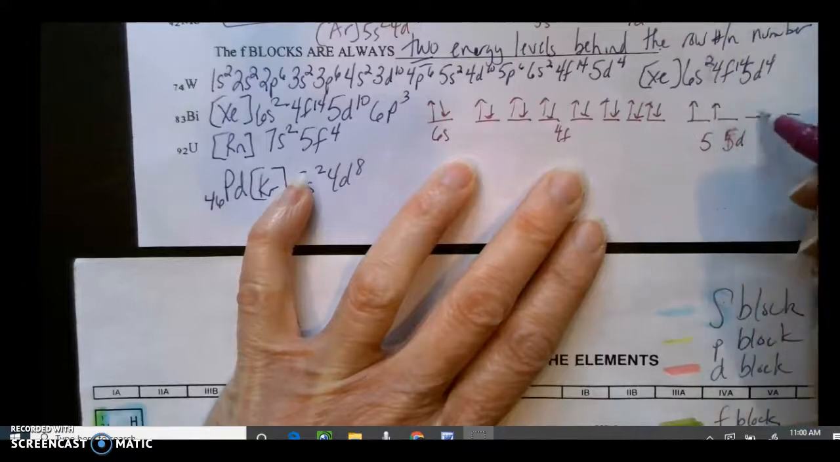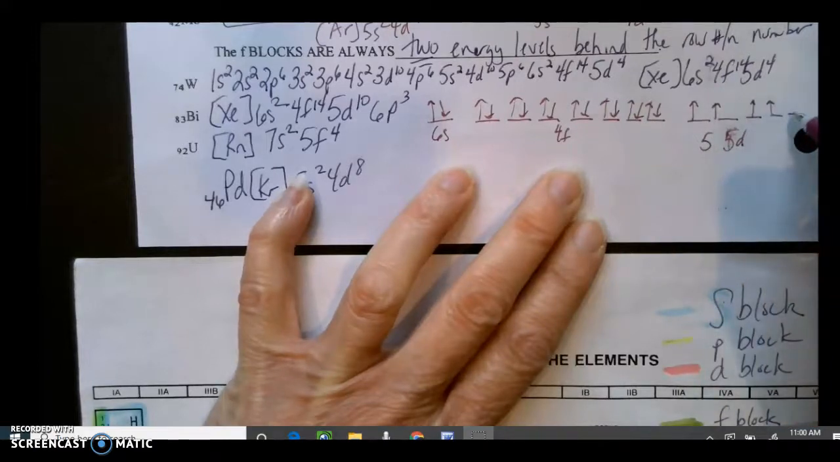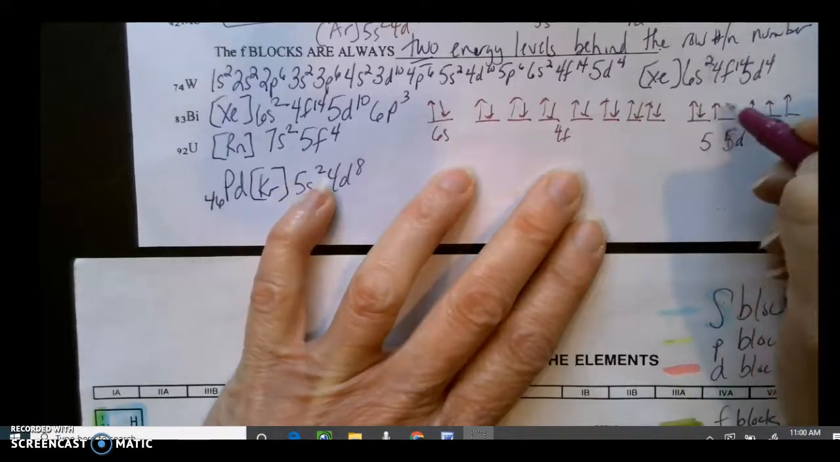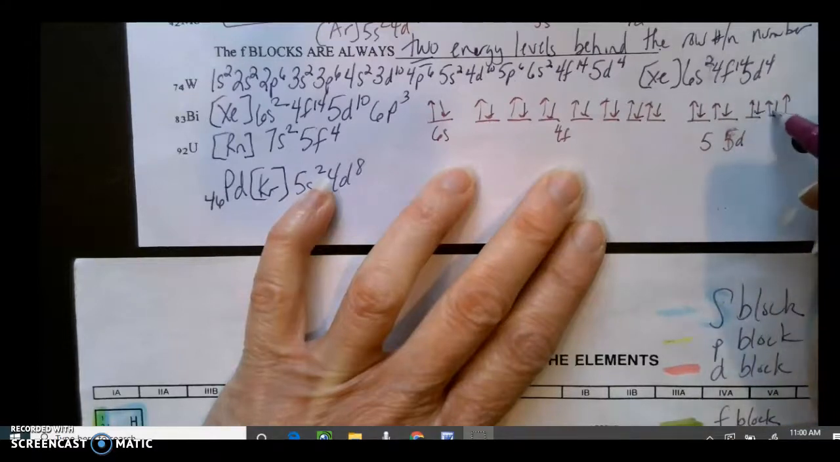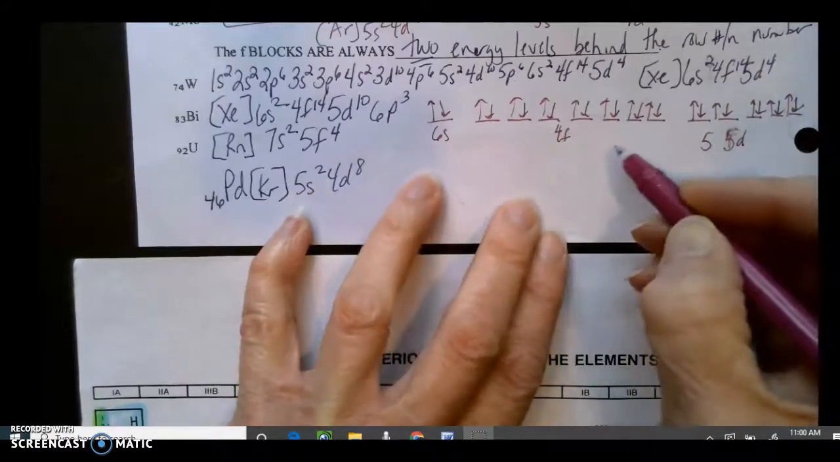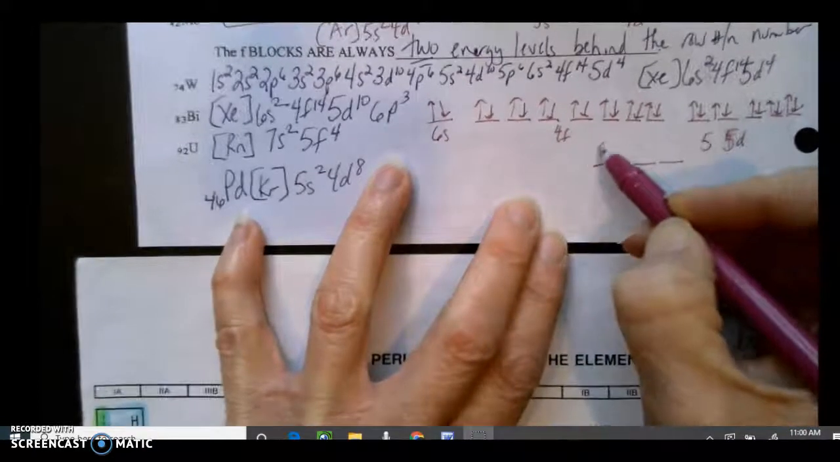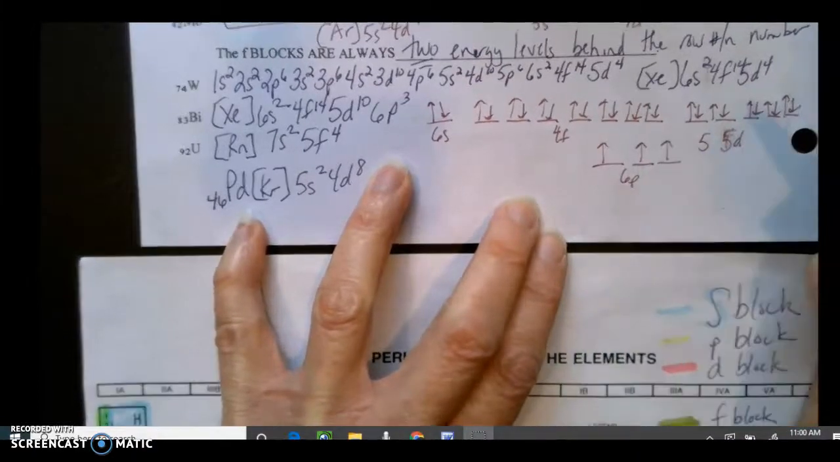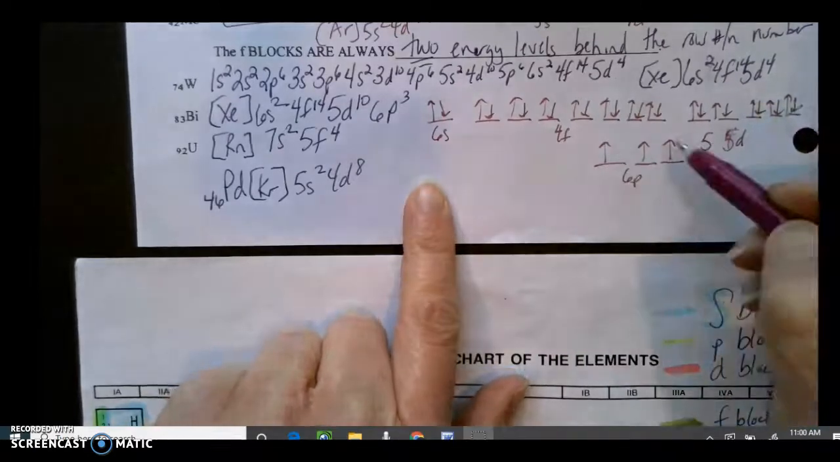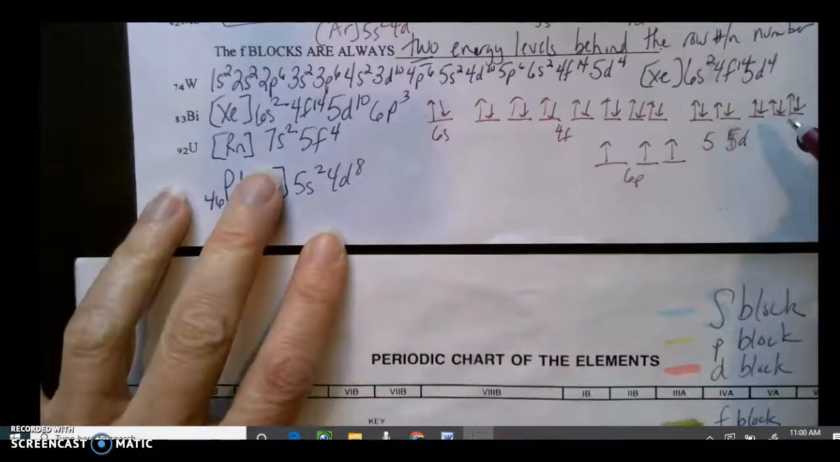1, 2, 3, 4, 5, 6, 7, 8, 9, 10. And then my 6p, 1, 2, 3, and I would just have 3 electrons. So even that's still pretty long, but it's again showing us where those electrons are.